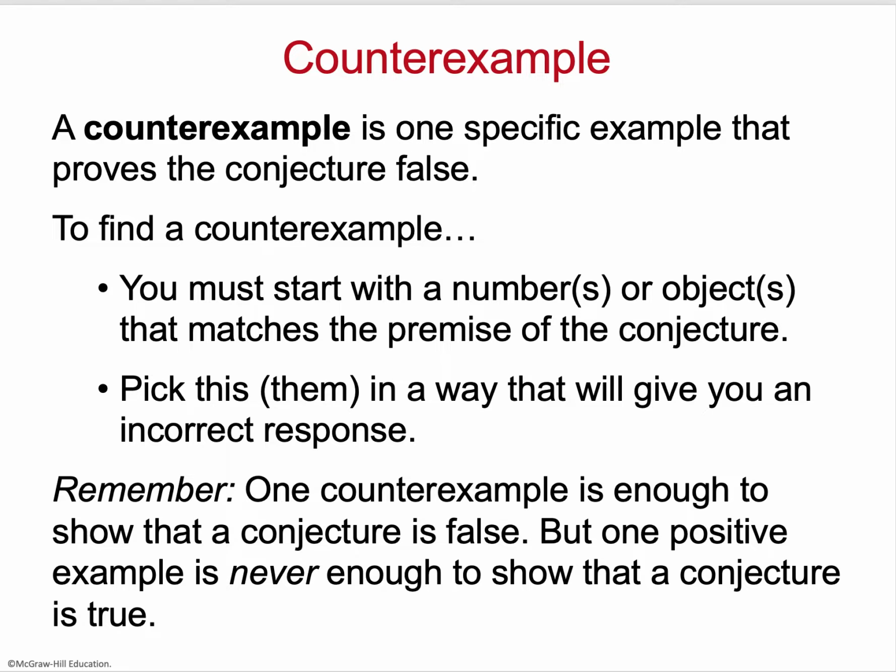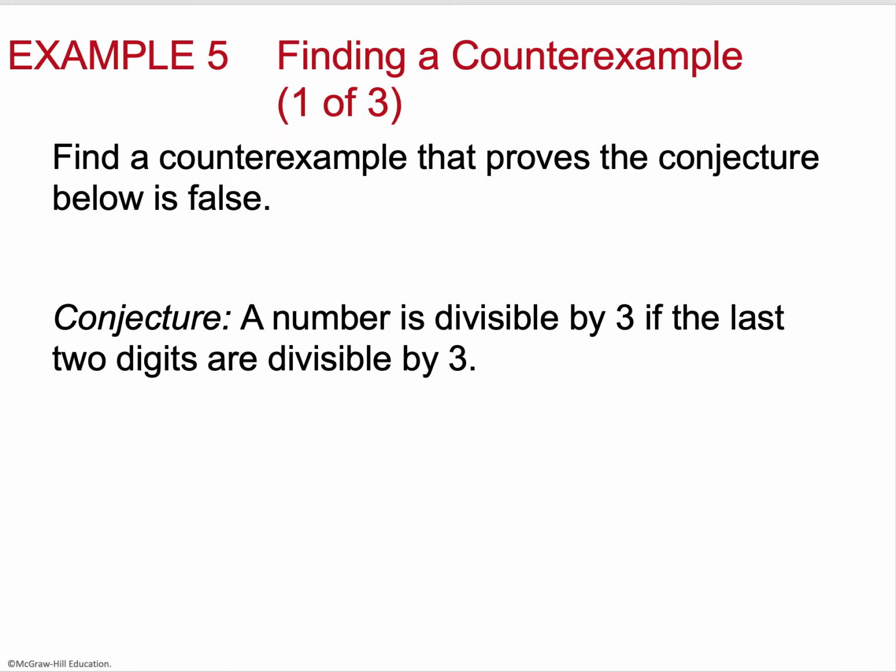So to find a counterexample, you have to start with something that matches the premise of your conjecture. Then you have to try and pick an instance that's going to give you a wrong answer. One counterexample proves something is false, but one example that validates the conjecture is not enough to say that it's true.